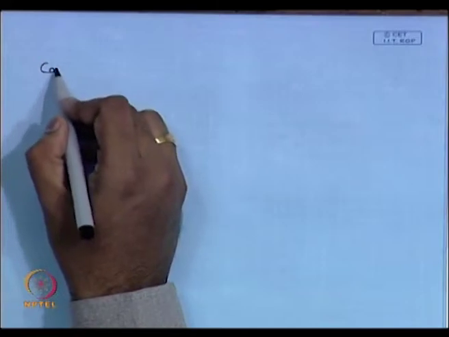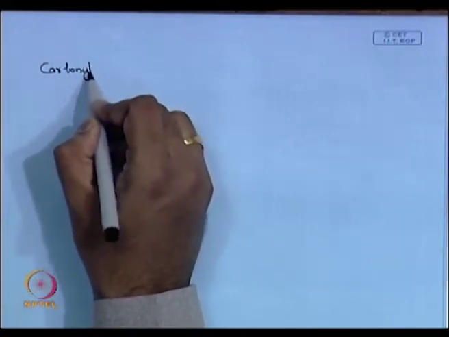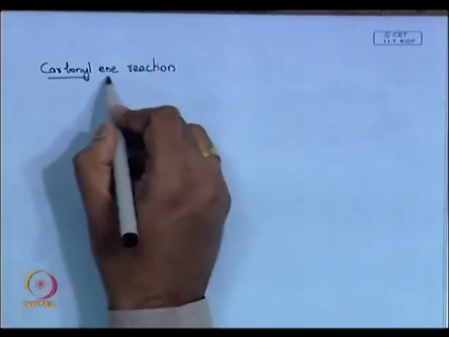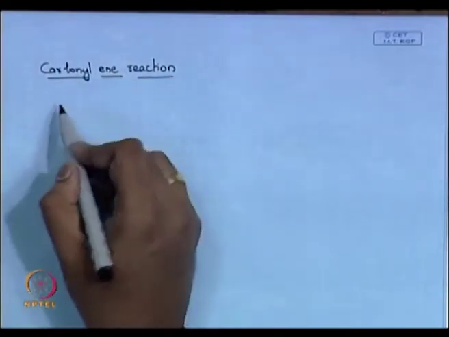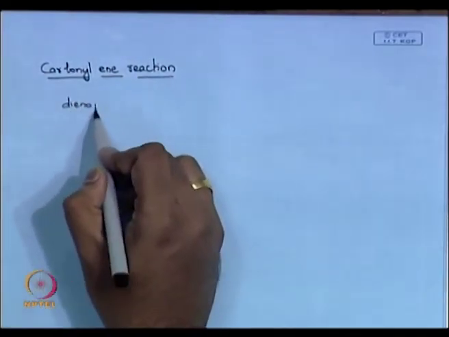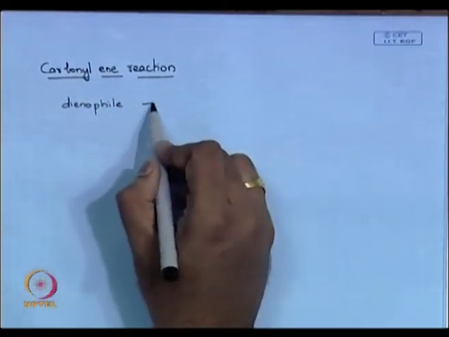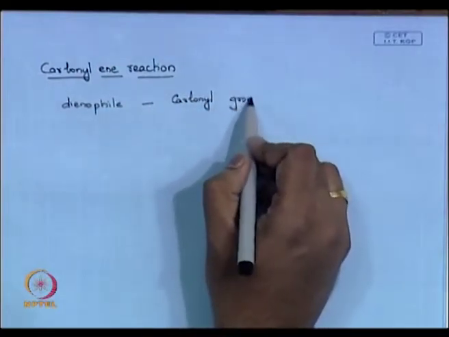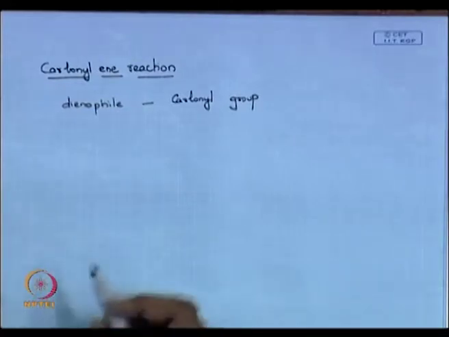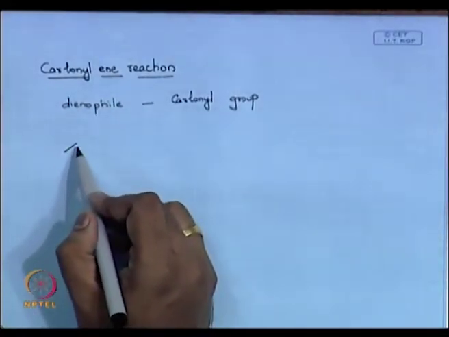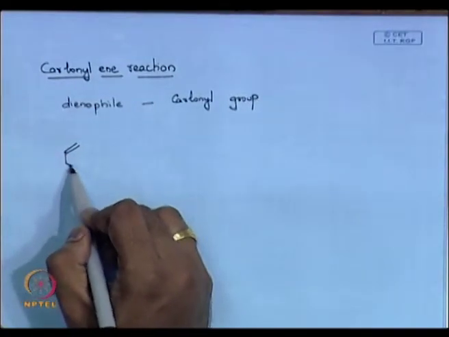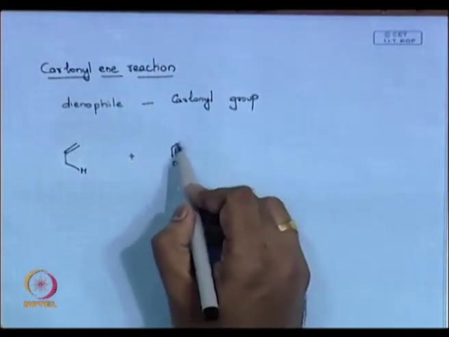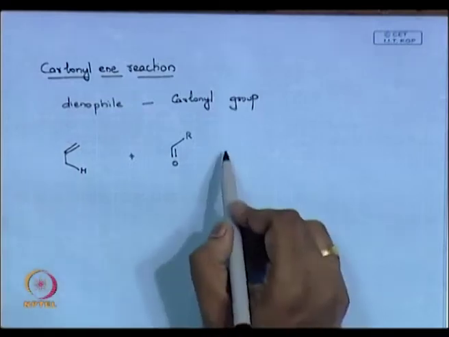We can call them carbonyl ene reaction, a good variant of ene, where your dienophile is the carbonyl group. The best example, if you have a hydrogen plus the system.